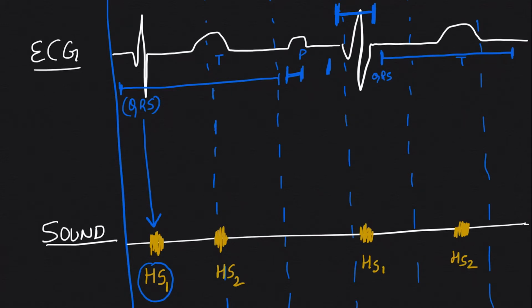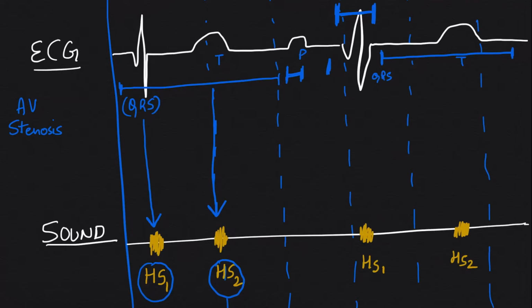Okay, then during the relaxation, that is the T wave, relaxation of the ventricles, the pressure falls, and when the pressure in the aorta and the pulmonary artery is more, the closing of the semilunar valves takes place, and that is what produces the second heart sound, the HS2. So we know that heart sound 1 is produced during the systole and heart sound 2 is produced during the relaxation or the diastole.